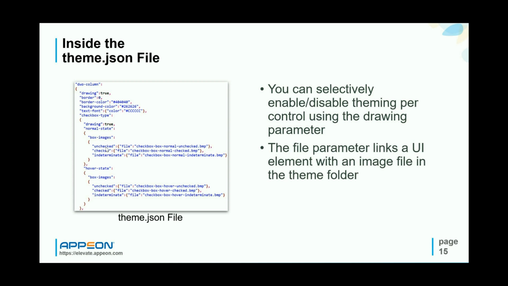For things like checkboxes, radio buttons, they're getting drawn based on an image file that sits in that same theme folder. So that file parameter specifies the exact name of the file that will be used to render that type of glyph. And then the color values, just be aware they're in HTML, so they're HTML codes for the color values.